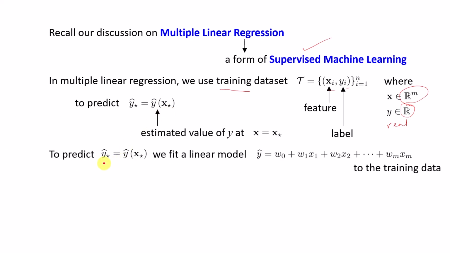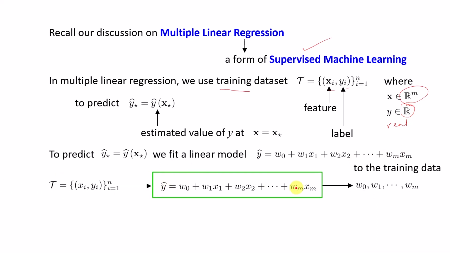Now, to predict this value of y star, which is the y at x equals x star, we try to fit a linear model. That would be y hat is w0 plus w1 x1 plus w2 x2, etc., all the way up to wm xm, because all these x are now m-dimensional. So in this model, if we give the input of this training data, we'll get the values of W0, W1, W2, etc. up to Wm. These are all unknown scalars.